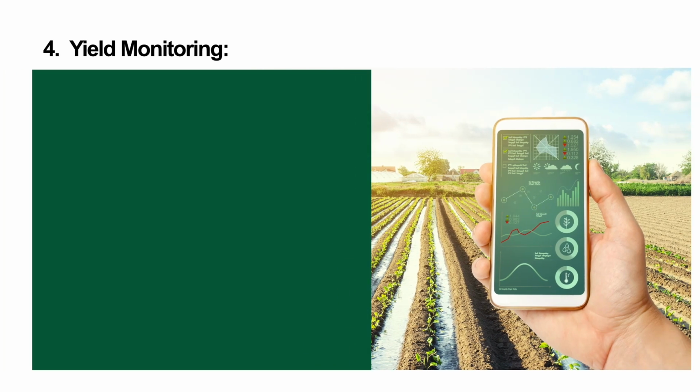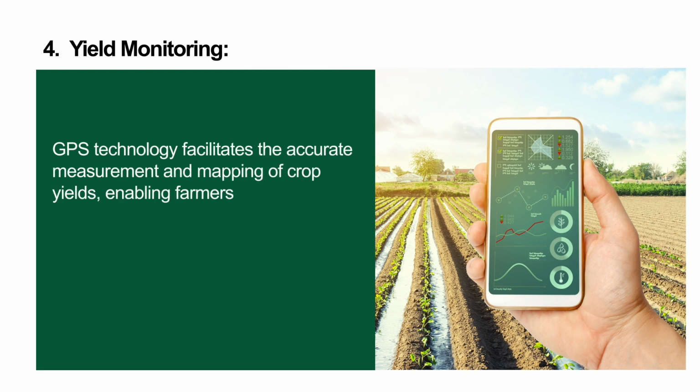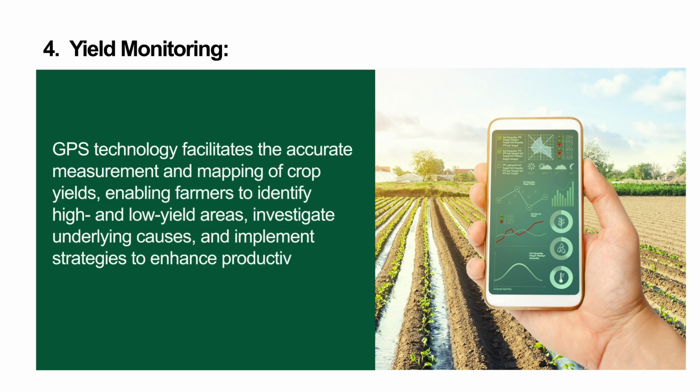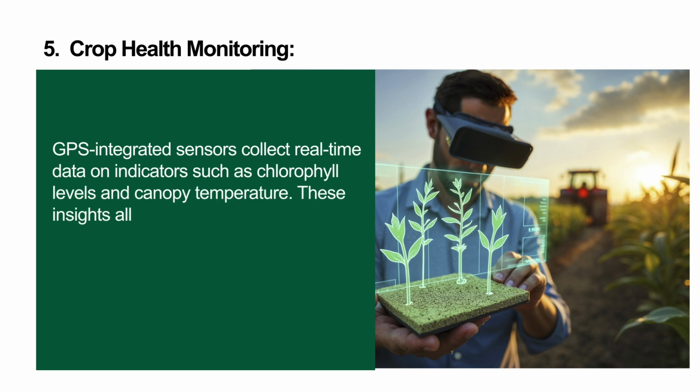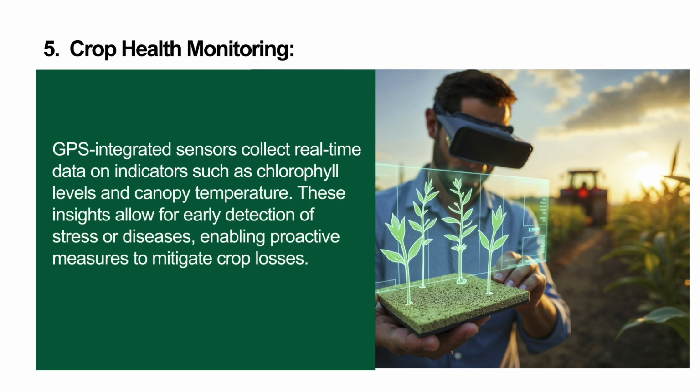4. Yield monitoring. GPS technology facilitates the accurate measurement and mapping of crop yields, enabling farmers to identify high and low yield areas, investigate underlying causes, and implement strategies to enhance productivity. 5. Crop health monitoring. GPS-integrated sensors collect real-time data on indicators such as chlorophyll levels and canopy temperature. These insights allow for early detection of stress or diseases, enabling proactive measures to mitigate crop losses.